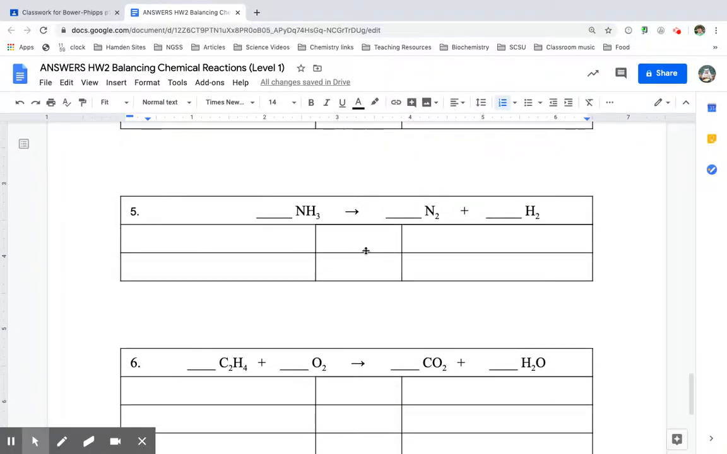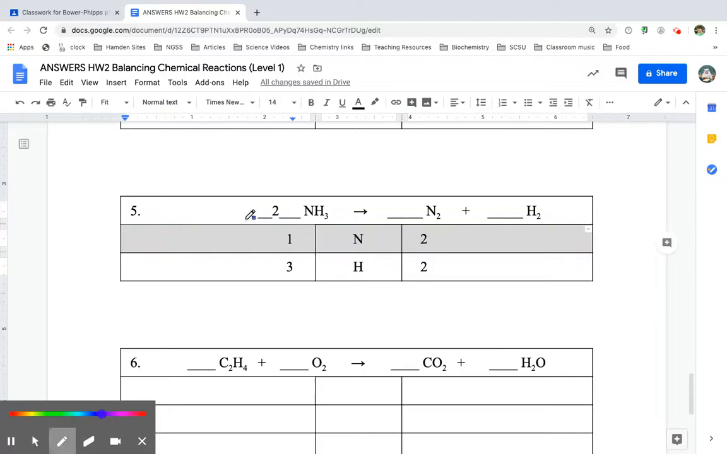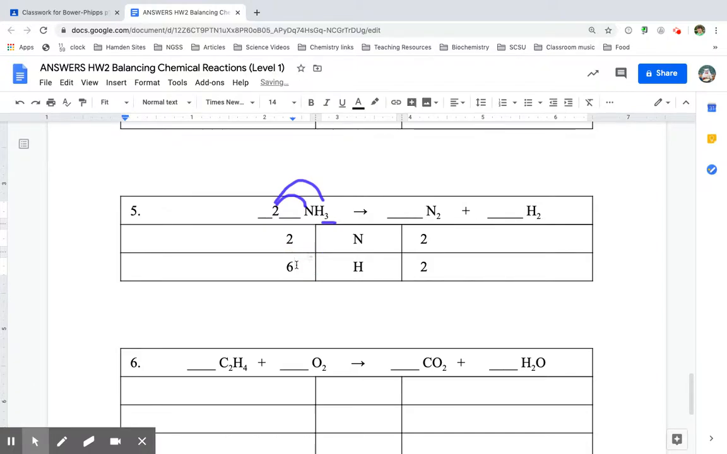Number 5, we have N's and H's. Counting on the left, 1 N, 3 H's. Counting the right, 2 N's, 2 H's. All right, let's make our N's balance first. So if I put a 2 in front of here, because I want the 2 on the right to match 2 on the left, remember it distributes through. 2 times 1 N gives me 2 N's, and 2 times 3. Remember, it's not 2 plus 3, it's 2 times 3. 2 times 3 is 6 H's on the left now.